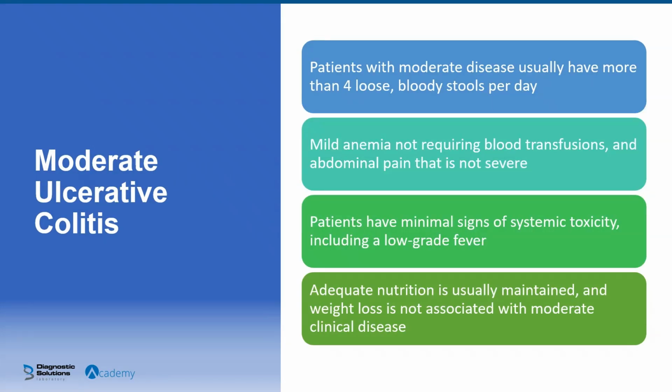Moderate UC are patients who present with more than four loose bloody bowel movements a day. They might start showing systemic symptoms like a mild anemia, but generally they will not need blood transfusion. It's not that severe yet. And if they have abdominal pain, they generally don't report it as very severe. They'll have minimal signs of systemic toxicity. They rarely have low-grade fevers, but it is possible.